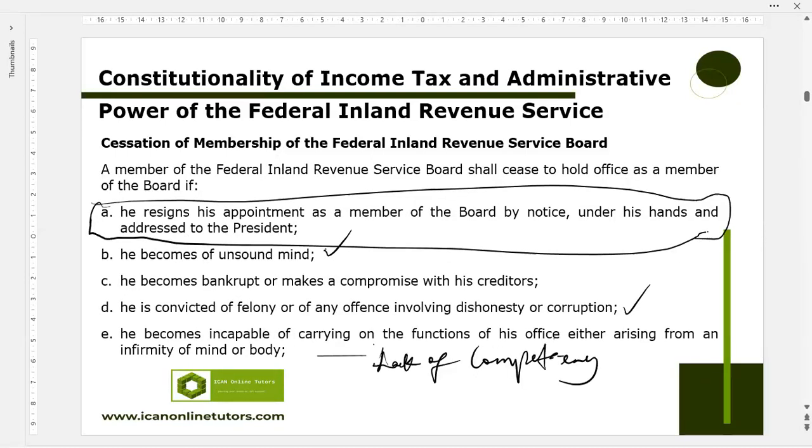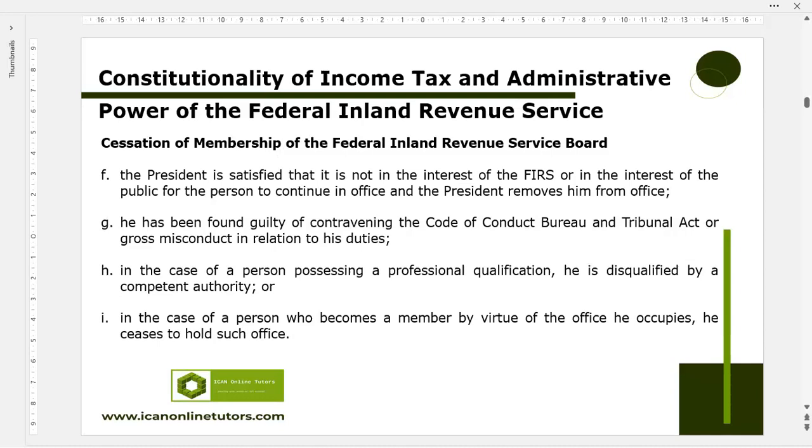Then other ones include where he voluntarily resigns as a member of the FIRS board, where he resigns his appointment by notice under his hand addressed to the president. And then the president is satisfied that it is not in the interest of the FIRS or in the interest of the public for the person to continue in office, and the president removes him from office.